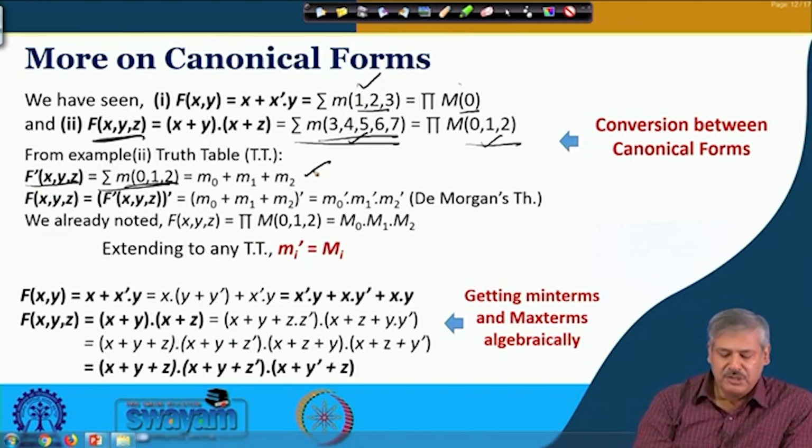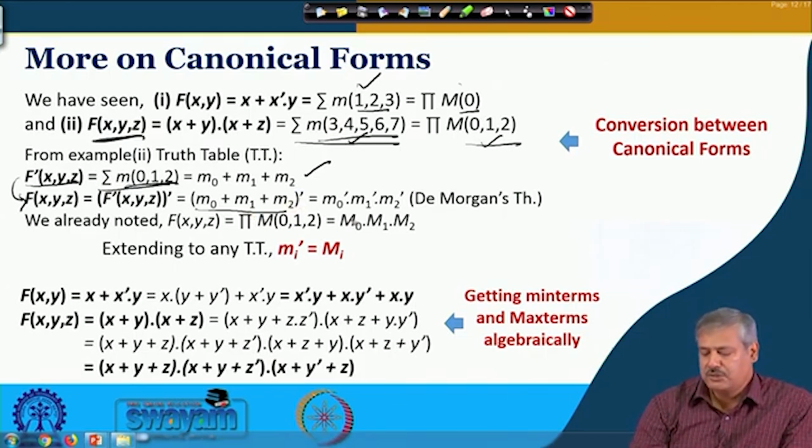Okay. So, how can we get f x y z from f prime x y z? We just take the complement of it, right. If you take the complement of f prime x y z, that is double inversion, it is the function itself. So, that is m 0 plus m 1 plus m 2, taking the complement of that. Okay. So, by De Morgan's theorem, this is m 0 prime ANDed with m 1 prime ANDed with m 2 prime. Okay. And we have already noted for the max term based representation of the same function f x y z, that this is capital M 0, capital M 1, capital M 2.